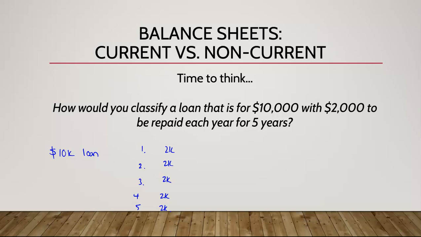Simply, I'm going to do a bit of a shorthand. We know we have current liabilities and non-current liabilities. How much of this loan needs to be repaid within 12 months? Clearly, just $2,000. So $2,000 is current, and that means $8,000 is non-current. The next year, $6,000 will be non-current, and there will still be $2,000 due within that year. And that's how we start to think about our loans, and you'll be exposed to that a lot.